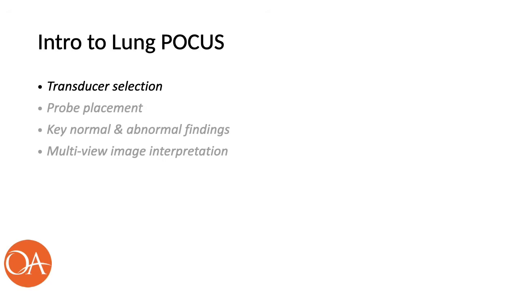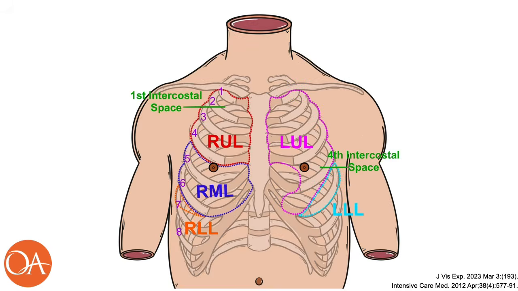Now that we have covered transducer selection, let's move on to where on the body to place the ultrasound probe in order to perform lung ultrasound. There are a number of different lung ultrasound image acquisition protocols, ranging from 2 to 14 views per hemithorax. Although a larger number of scanning sites increases the sensitivity of the exam for pathology, this comes at a trade-off of increasing the duration and complexity of the exam.